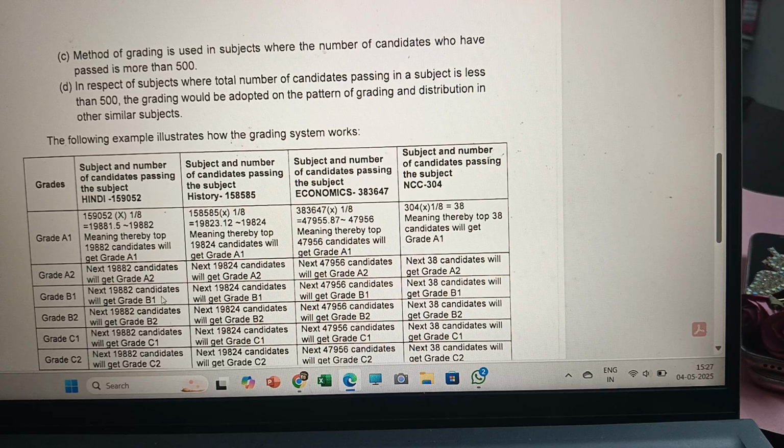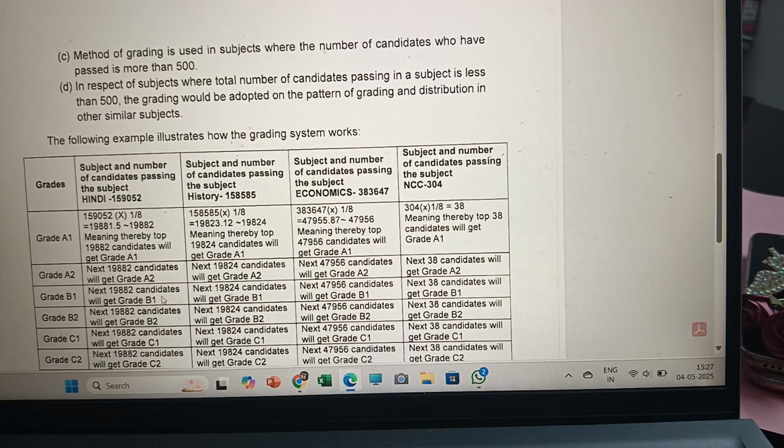Here it is given Hindi: 1,59,052 students passed in the subject. So divided by 8 you will get 19,882. So the first 19,882 will get A1. The next 19,882 candidates will get A2.